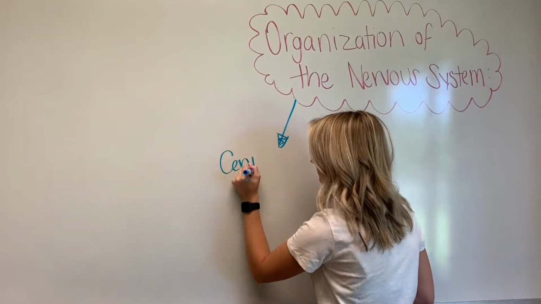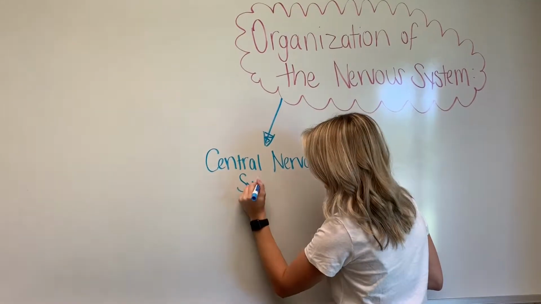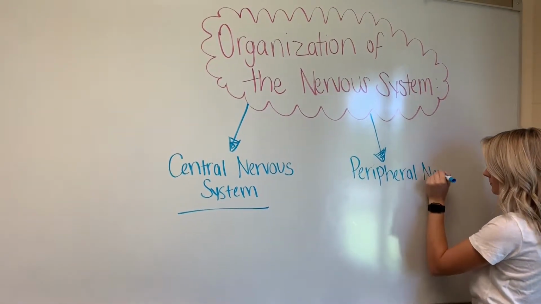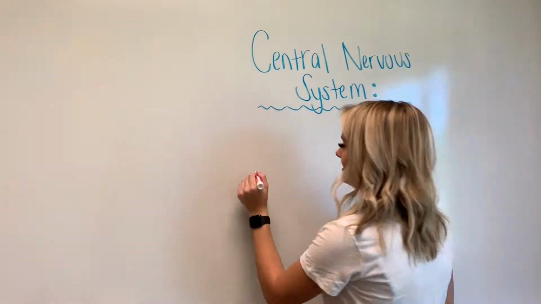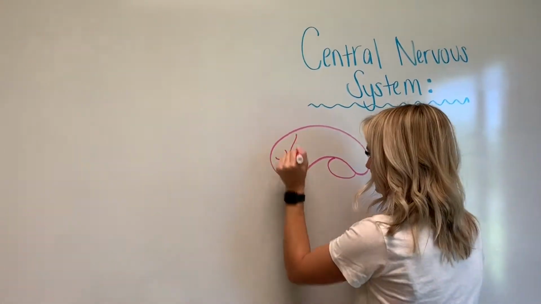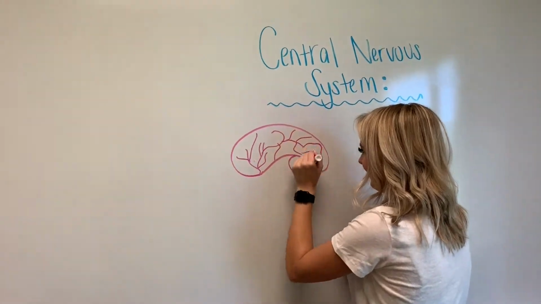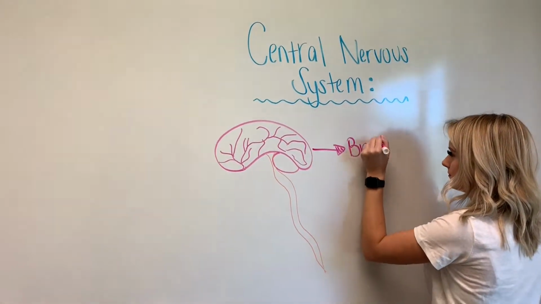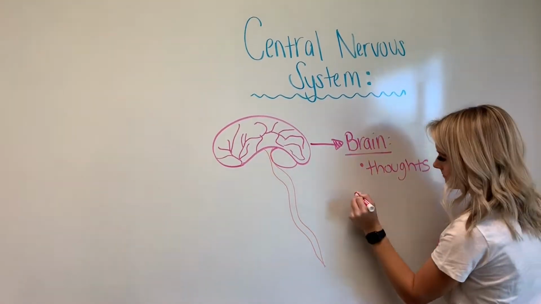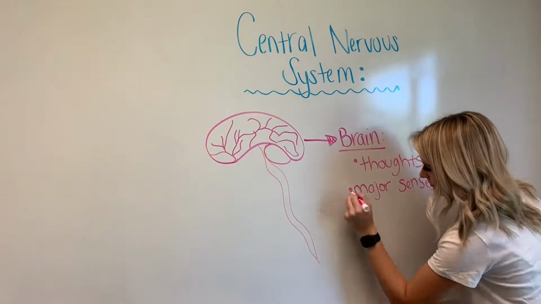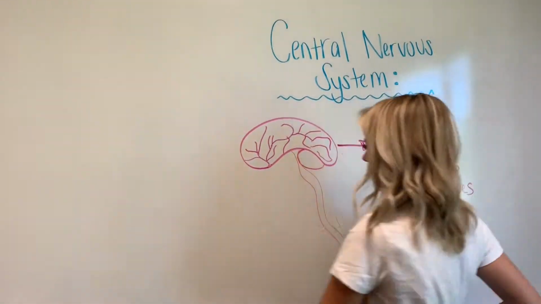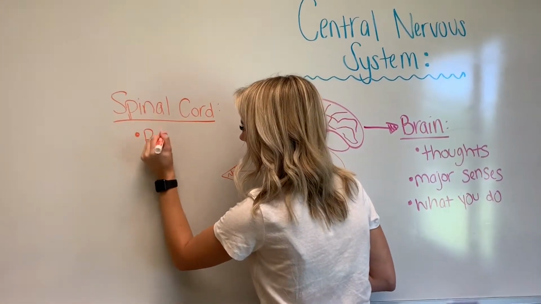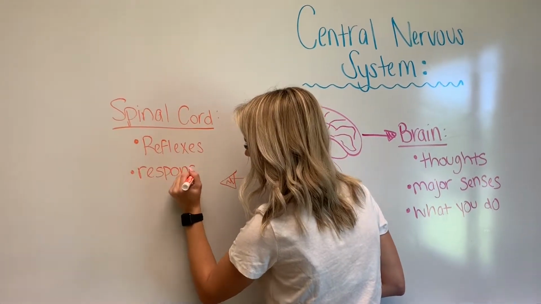Now we will transition into the organization of the nervous system. The nervous system is made up of two different systems, the central nervous system and the peripheral nervous system. First, let's talk about the central nervous system. The central nervous system is made up of the brain and the spinal cord. It is to be noted that both structures have different functions. Your brain handles your thoughts, major senses, and what you do, while your spinal cord is responsible for your reflexes and your response to different stimuli.